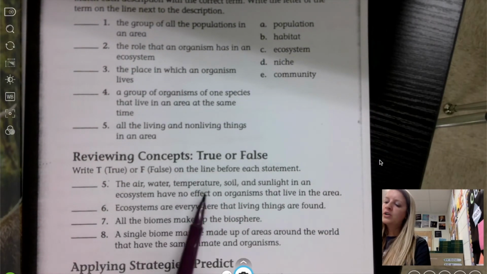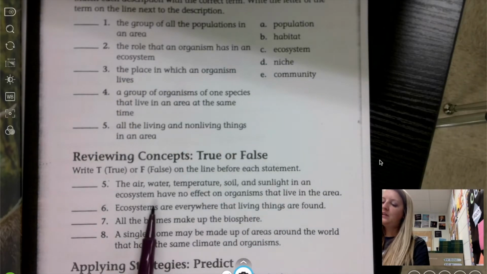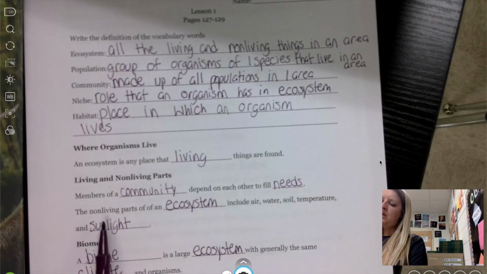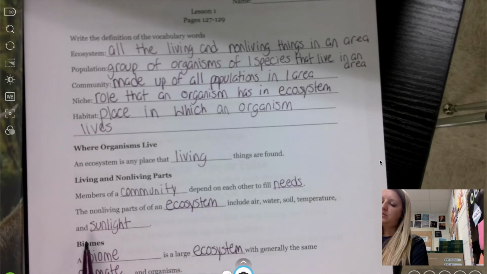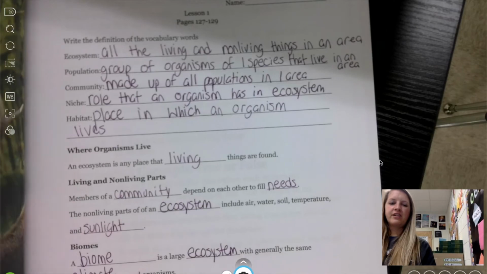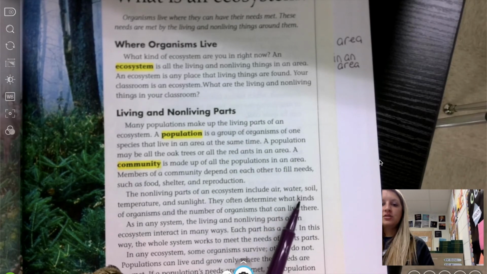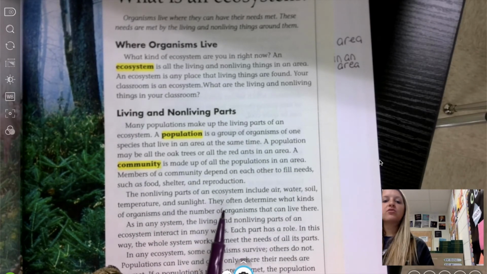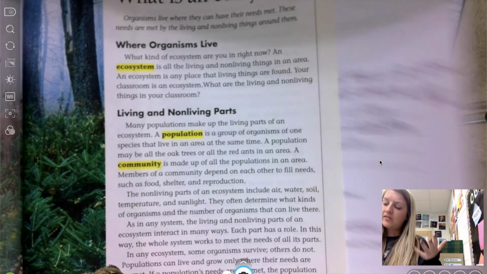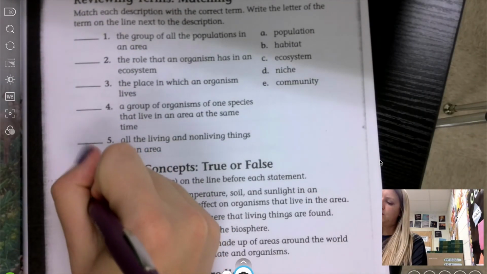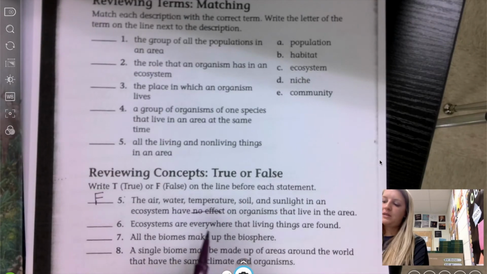The air, water, temperature, soil, and sunlight in an ecosystem have no effect on organisms that live in an area. I know that in our notes we talked about that. So the non-living parts of an ecosystem include water, air, soil, temperature, and sunlight. It doesn't say whether it affects it, so we can go back in our books. They often determine what kinds of organisms and the numbers of organisms that can live there. So it seems like they have a really important part in the ecosystem, so I'm going to put false because they do have an effect. So that makes it false.